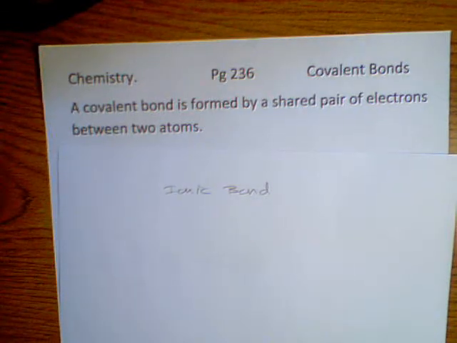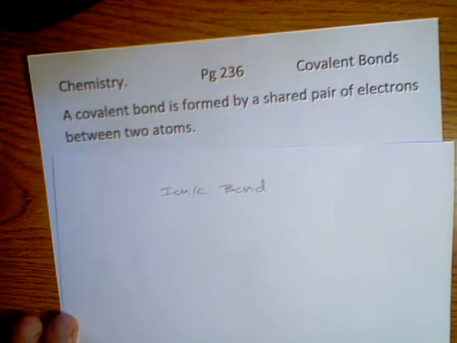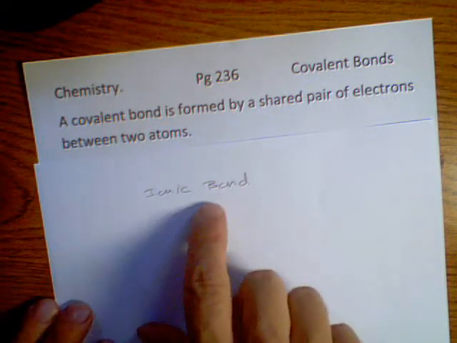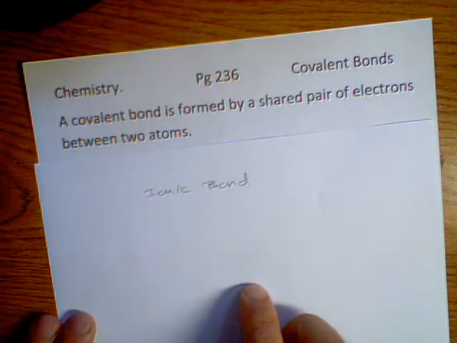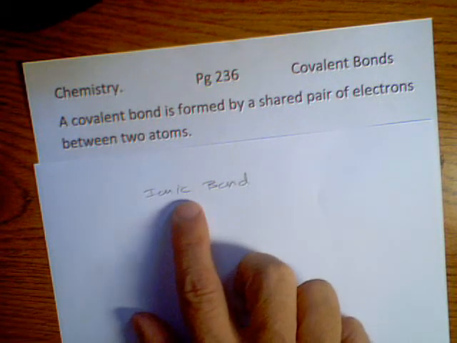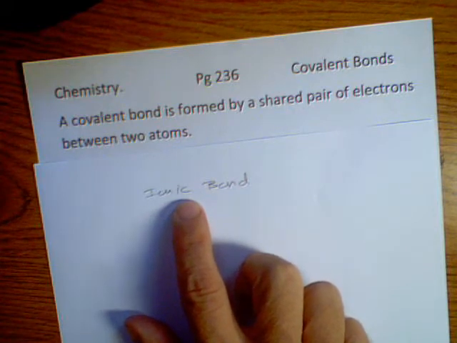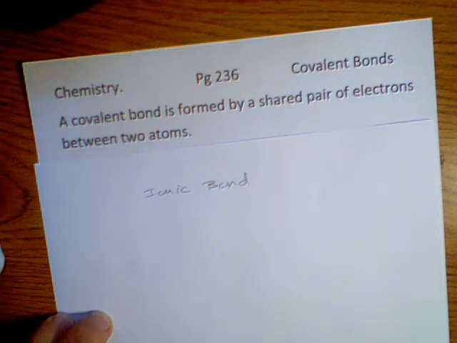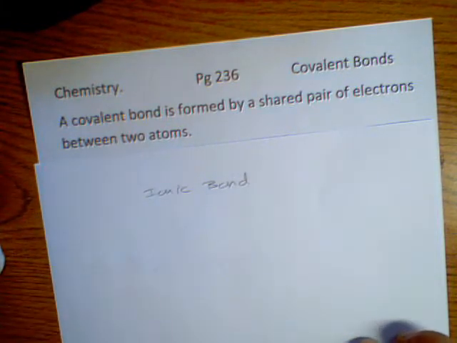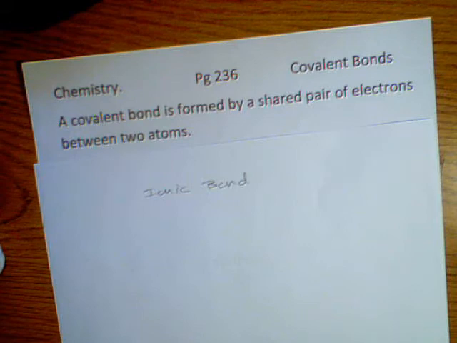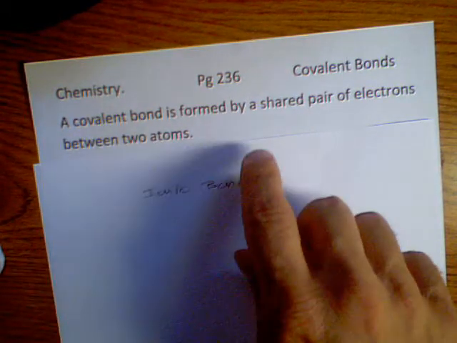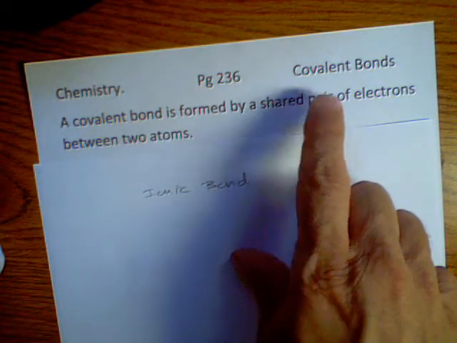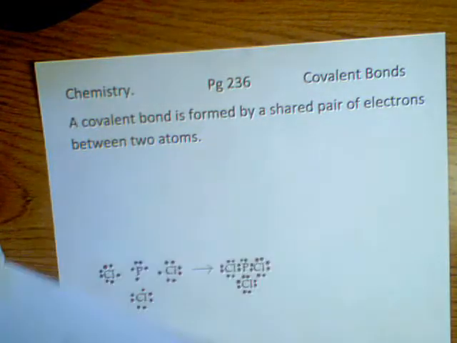I'm on chapter 7, page 236, and we've already talked about ionic bonds. Don't get the two confused. Ionic bonds are when metals and nonmetals bond as a result of the formation of ions, because metals quickly form cations and nonmetals form anions. But anyway, that's for another discussion. Don't confuse these with covalent bonds. Covalent bonds are formed when electrons are shared between two atoms.